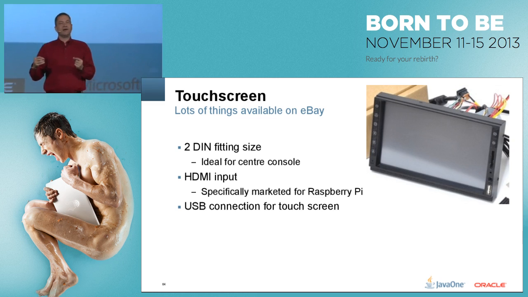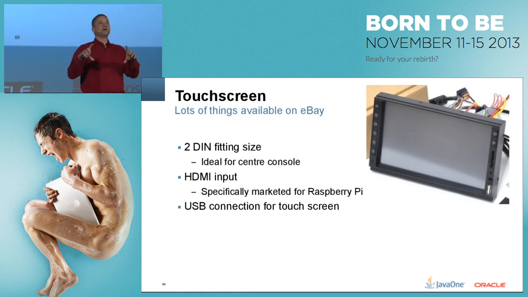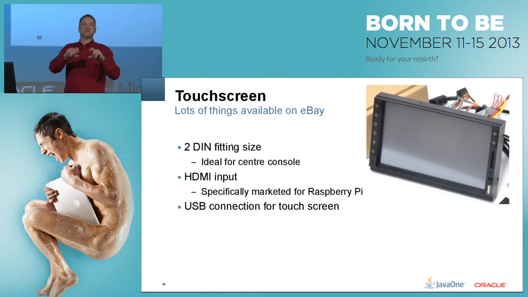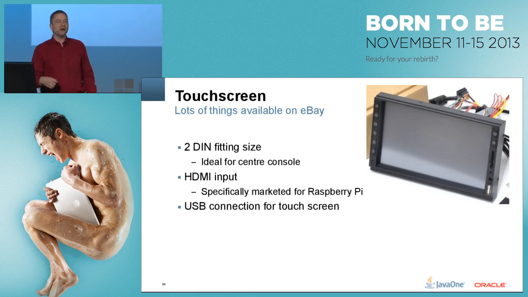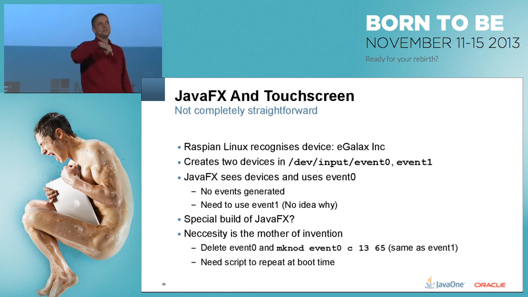And it's got an HDMI input. But it is actually designed for cars. So it has what's called a 2-DIN size fitting. So it's basically the size of two old-style entertainment systems. So if you've got a radio or a CD player or something, it's the size of two of those in older cars. And what you get is HDMI input, and then there's a USB output, which is the touchscreen implementation. So you can then get the data from the touchscreen.